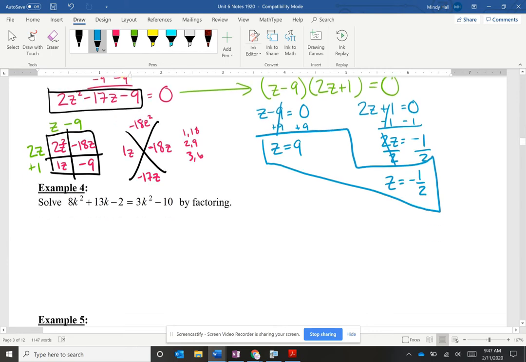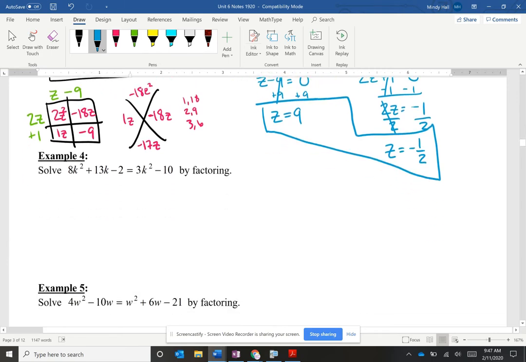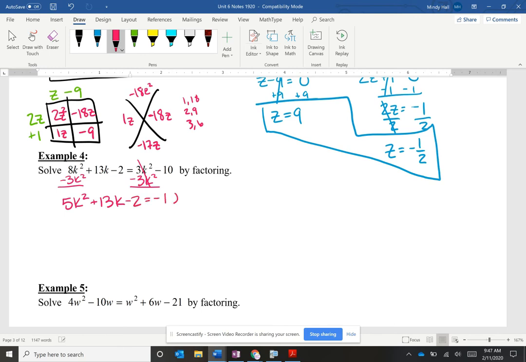Okay? So for 4, we are still factoring, but notice there's a lot of extra stuff on that right side, and I need it to be equal to 0. So I need to move all of it. So we're going to subtract this 3k squared first, just so we can combine it with the 8k squared. And so when we do that, that gives us 5k squared plus 13k minus 2 equals negative 10.